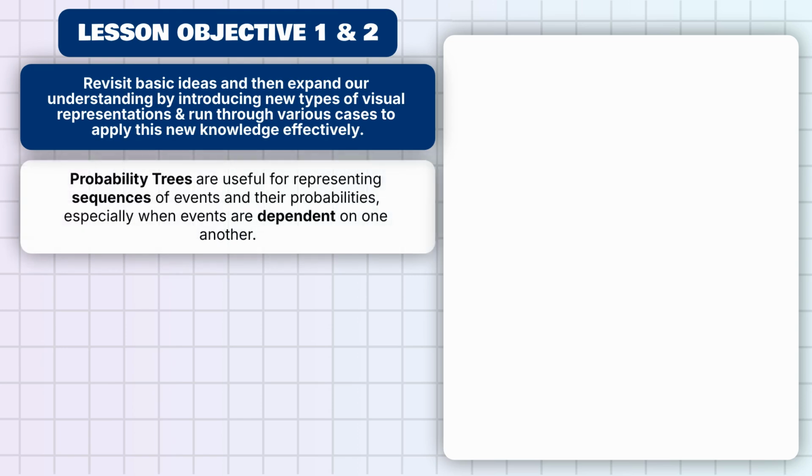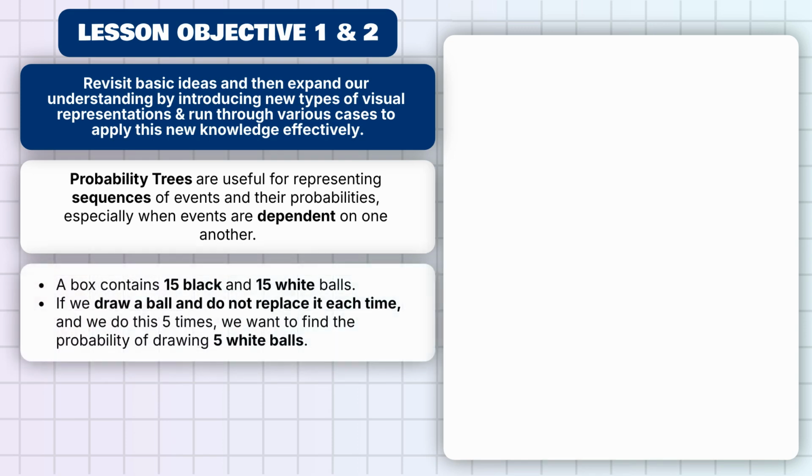Now let's look at probability trees and their usefulness. These diagrams are particularly helpful for representing sequences of events and their probabilities, especially when events are dependent on one another. For instance, imagine we have a box containing 15 black balls and 15 white balls. If we draw a ball and do not replace it each time, and we do this 5 times, we want to find the probability of drawing 5 white balls. We can begin by drawing the first branch of our probability tree, showing the probability of drawing a white ball initially, which is 15 over 30.